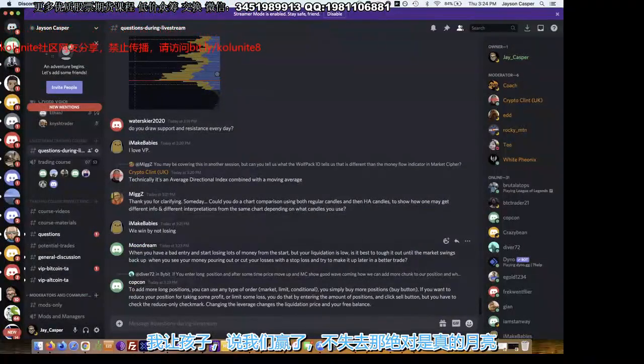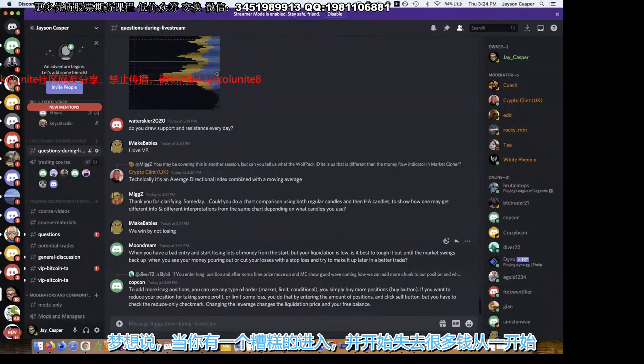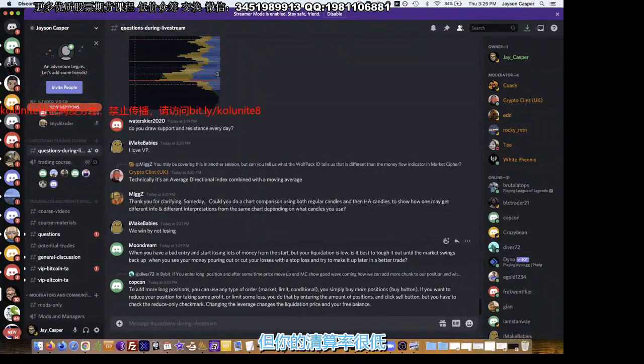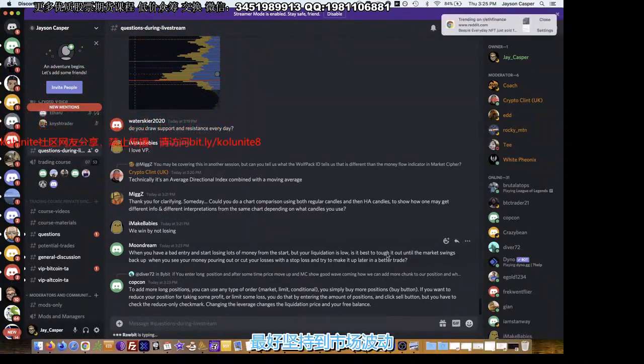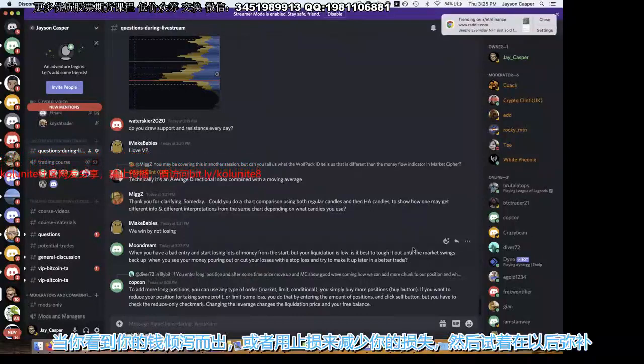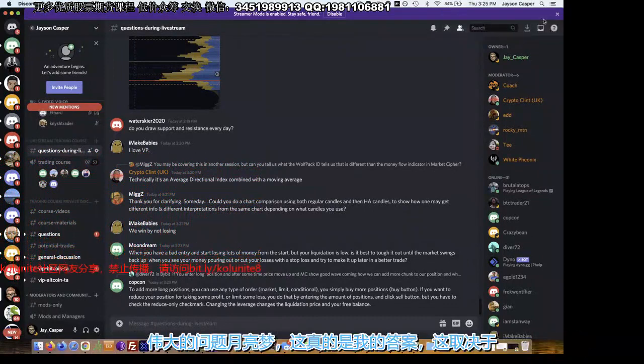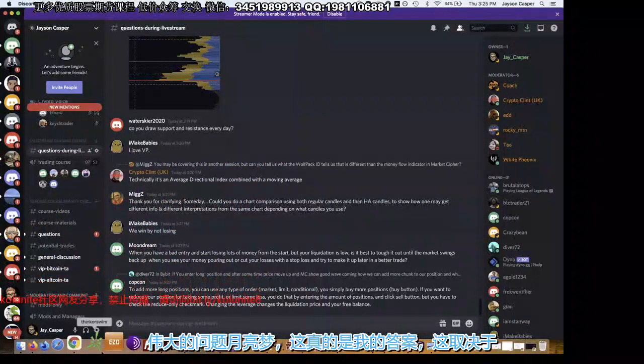That's absolutely true. Moondream says, when you have a bad entry and start losing lots of money from the start, but your liquidation is low, is it best to tough it out until the market swings back up when you see your money pouring out, or cut your losses with a stop loss and try to make it up later in a better trade? Great question, Moondream, and here's really my answer to that.